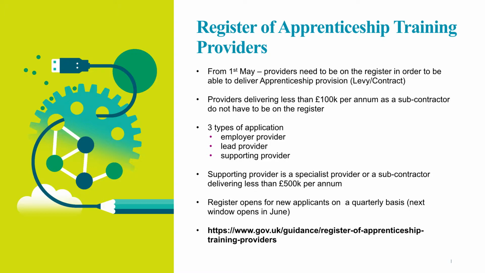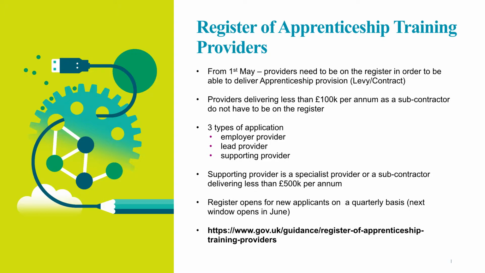So a supporting provider, as I said here, is a specialist provider or a subcontractor that delivers less than £500,000 worth of funded provision per year, and that's £500,000 worth of funded provision of either levy or non-levy provision. So there isn't a £500,000 limit for each, it is a combined limit. So what happens if you've not applied?